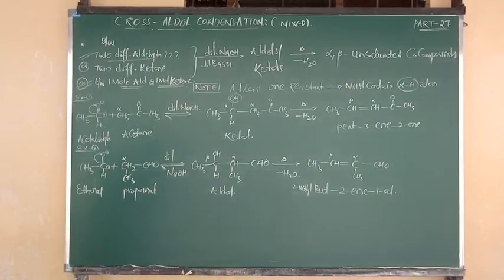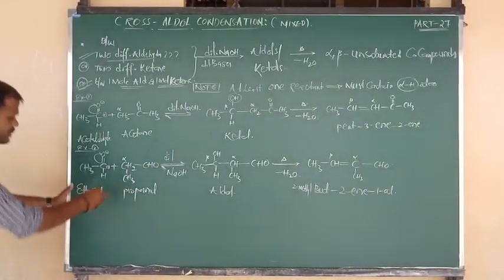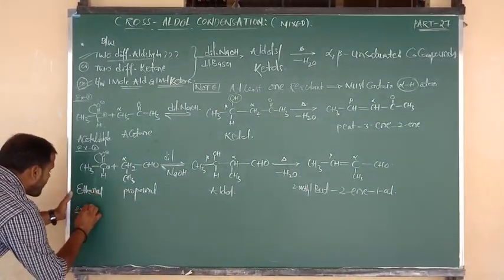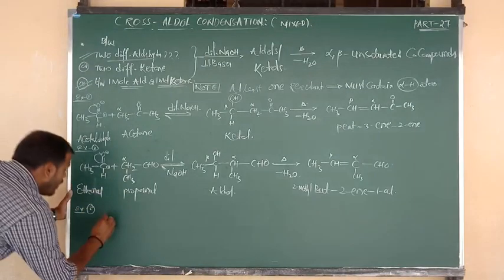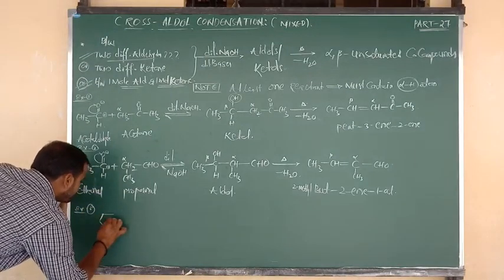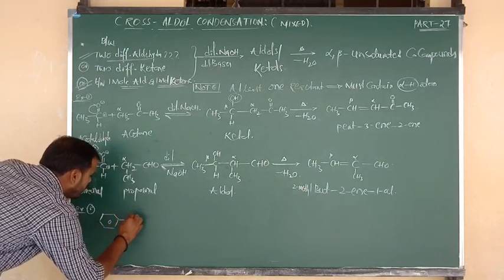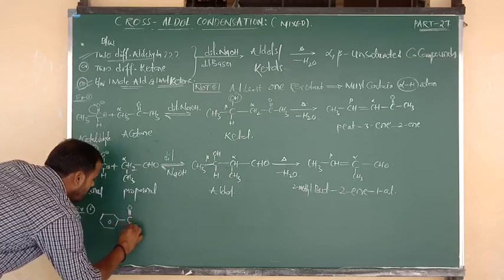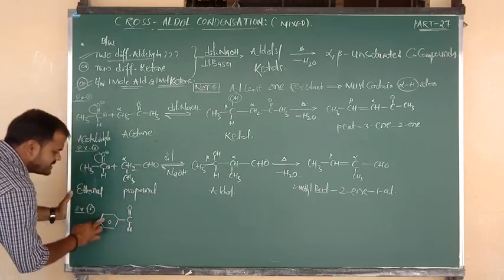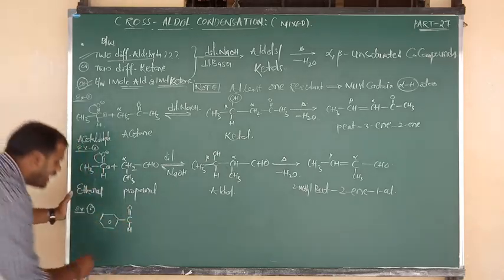So which reaction have they given? Yes, I am going to show you here. Example 3. The reaction they have given: one is benzaldehyde, benzene bonded to C double bond O, connected to H. Benzene bonded to CHO, benzaldehyde.